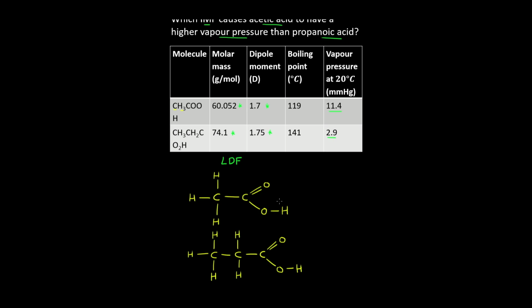So here we can see both acids can form hydrogen bonds with their molecules, and the propanoic acid molecule is larger. So the London dispersion forces are going to make it more polarizable.